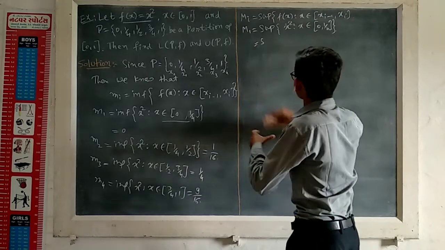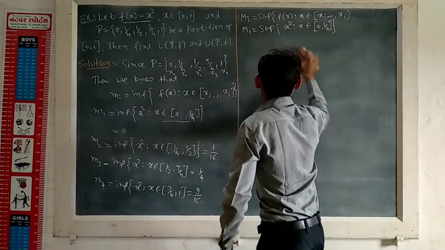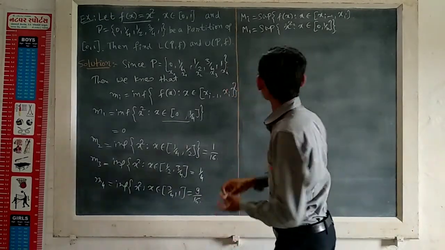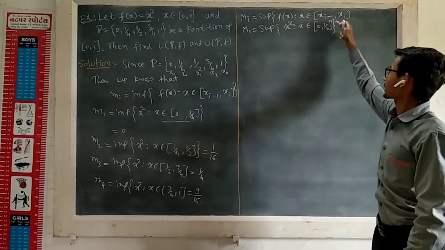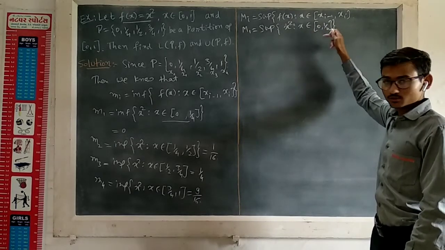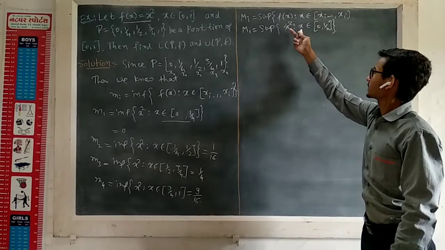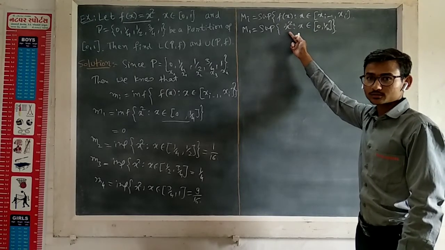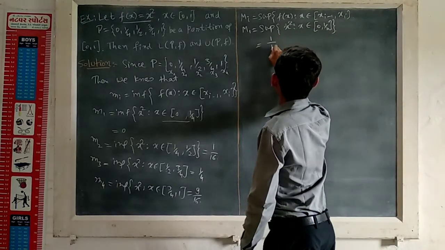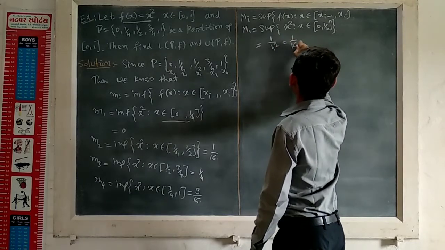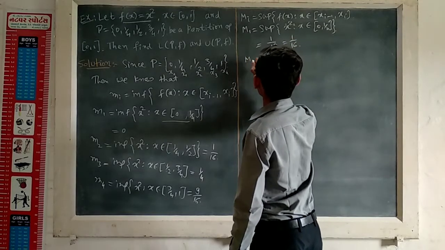Function is increasing, the supremum of x square in this interval is, what is the maximum value in this interval? 1 by 4. So the supremum of that function is maximum at 1 by 4. So 1 by 4 square is equal to 1 by 16. It is our M1.